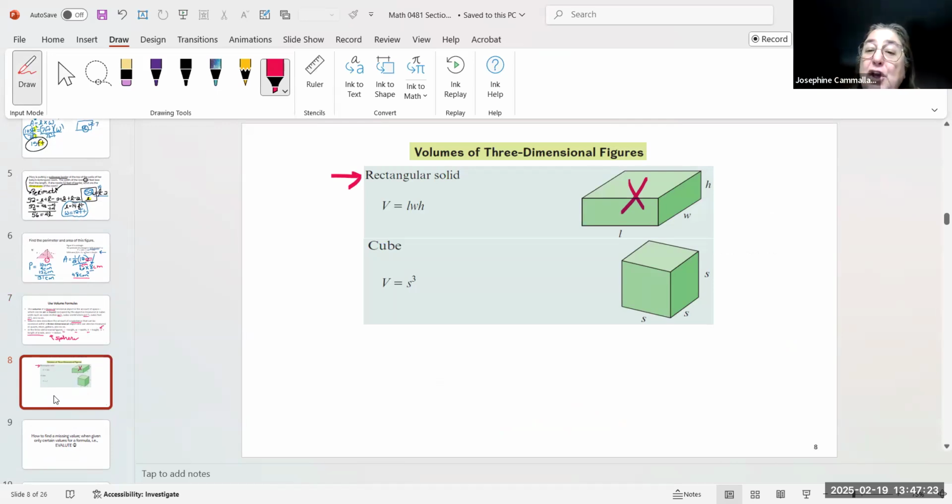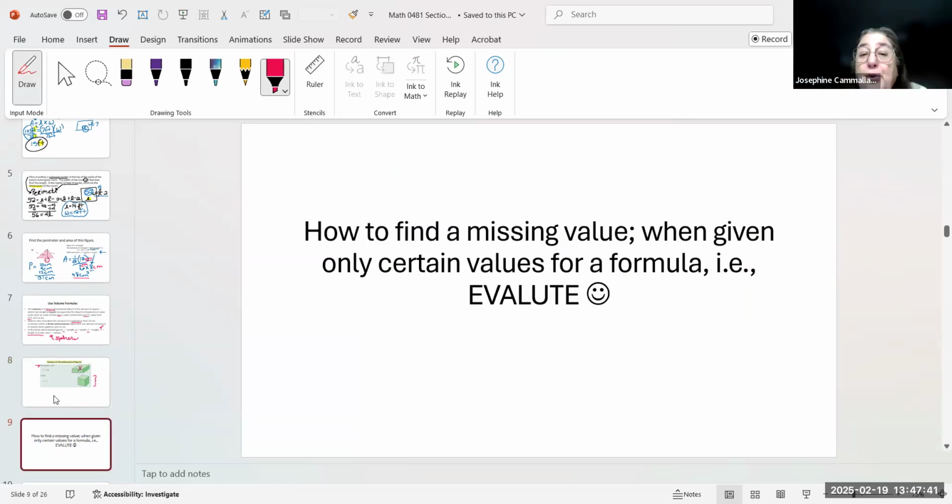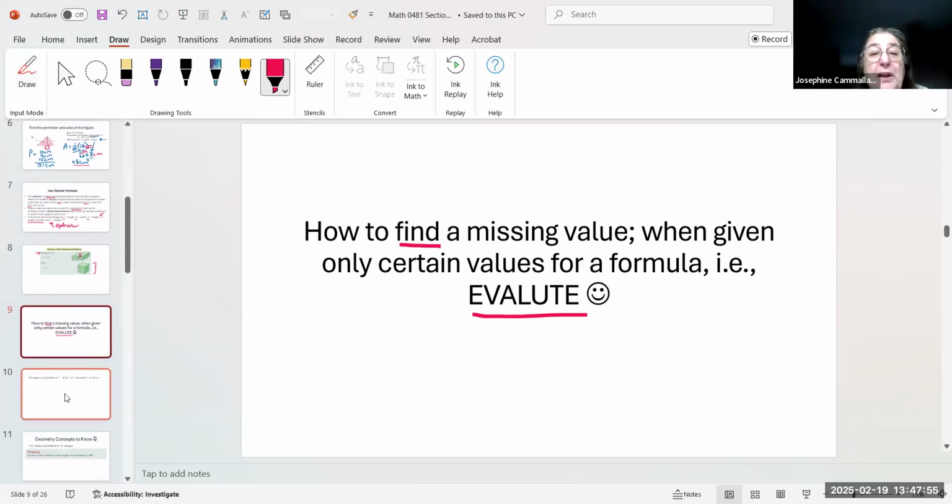And then we have the cube. Remember that lovely Rubik's Cube thing? Well, that's where the S comes in sometimes. S is the side, and all of the sides are the same length. Now, we are going to use three-dimensional formulas, and the catch is we're going to evaluate because we're finding a missing value.